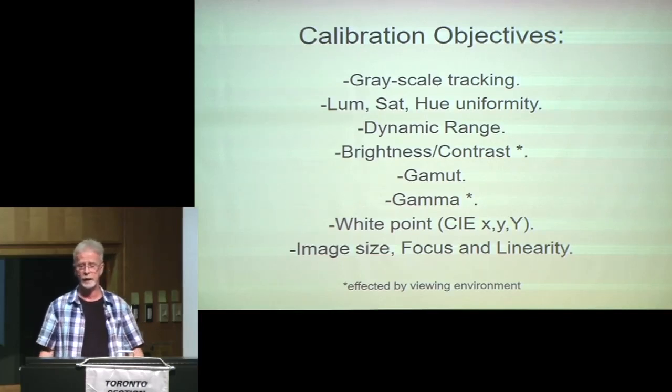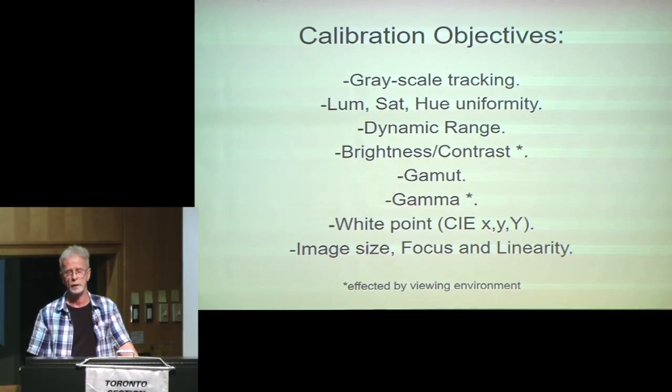Here are the things that you're going to have to look at and adjust to calibrate a display. Grayscale tracking. I'm going to assume everybody knows what these values are. If you don't know what these are, please ask me and I'll give you an explanation. Luminance, saturation, hue, uniformity, dynamic range, brightness and contrast. I put a star beside that for a reason. Gamut, gamma, those are often confused. And your white point, that is also a moving target. And image size, focus, and linearity.